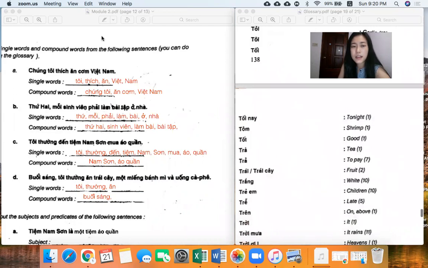Trái means fruit. And trái cây means fruit too. So trái, your single word, and trái cây, your compounded word. And cây isn't in this glossary, but cây means tree. So cây is a single word.